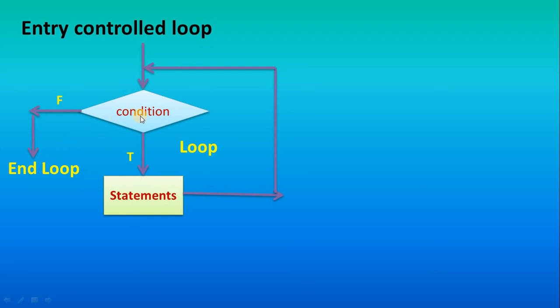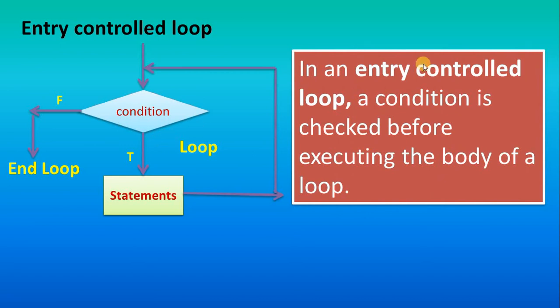So here it is an entry control loop because the condition is checked first, and some statements are executing continuously, so this repetition is nothing but a loop. This is the entry control loop. In an entry control loop, the condition is checked before the execution of the body of the loop.